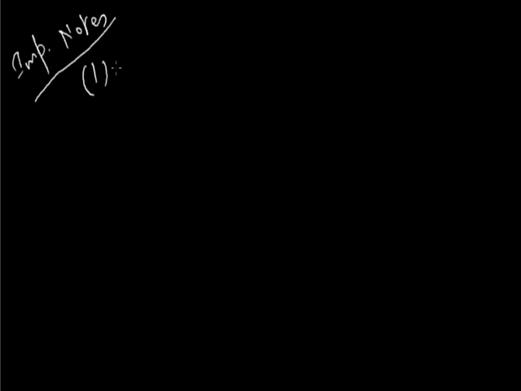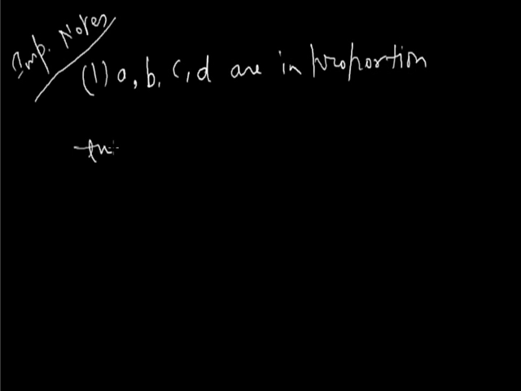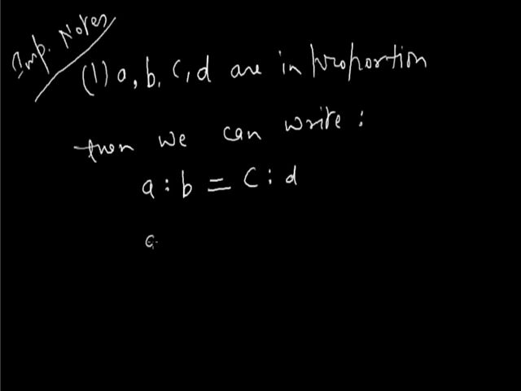The first being that if the numbers a, b, c, d are in proportion, then we can write a ratio b is equal to c ratio d, or a ratio b is proportional to c ratio d. This is the first concept.